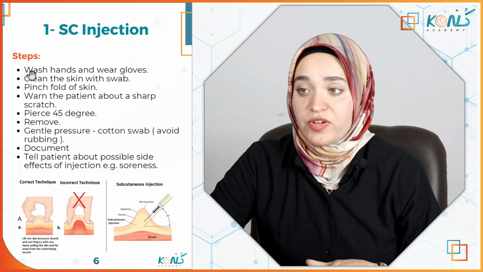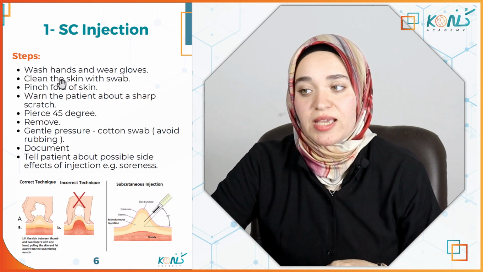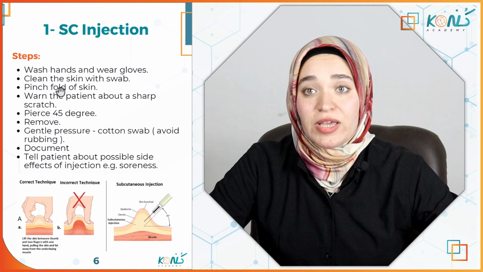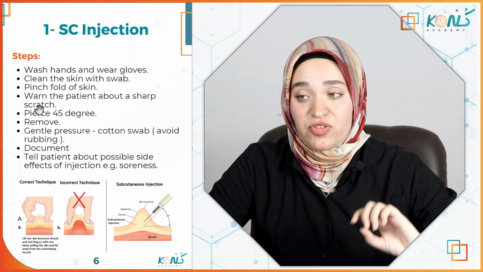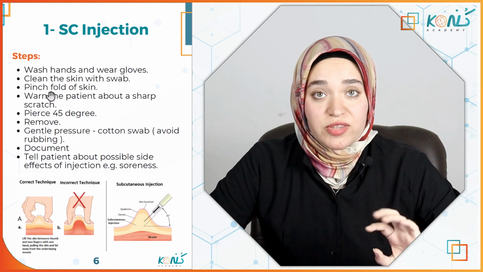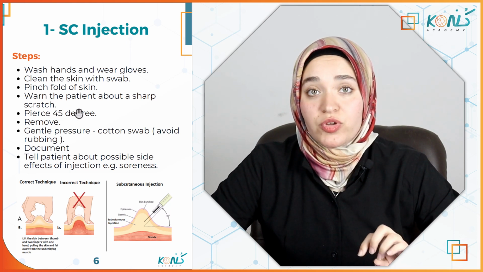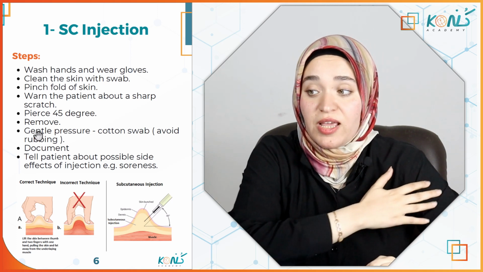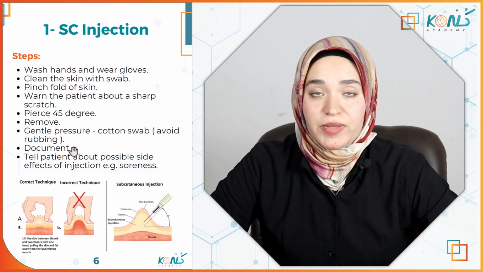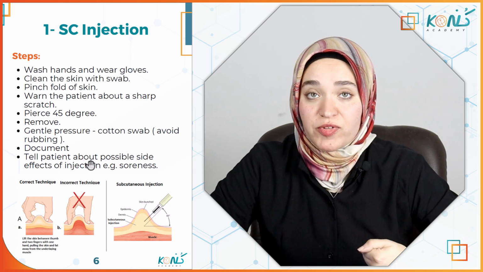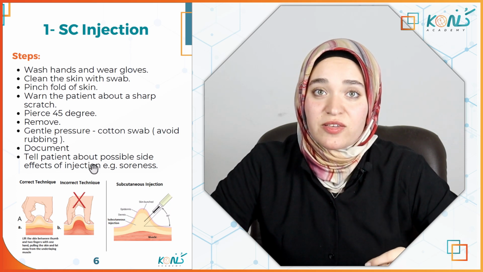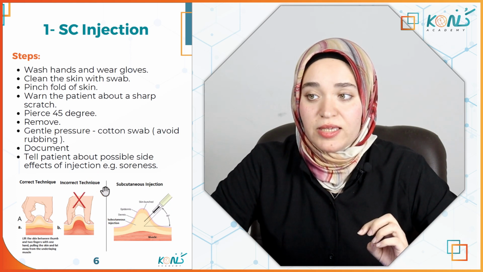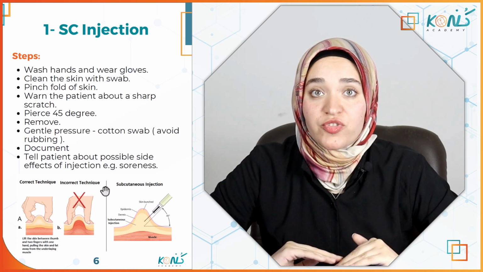This is the step. First of all, wash your hands and wear gloves. Clean the skin with a swab, pinch a fold of skin, and you can say also, please avoid pinching muscles while you are pinching the skin. Warn the patient about sharp scratch coming. Insert at 45 degrees, gently remove it and put gentle pressure. Avoid rubbing. Document what you did, and also tell the patient about possible side effects after injection, like some soreness, some redness, and if this happens, please come back. Okay, so these are the steps of subcutaneous injection.